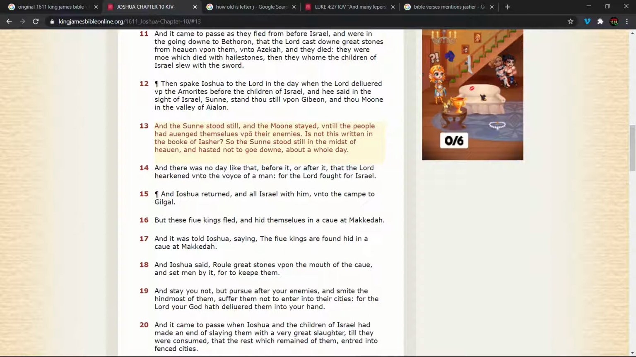And the sun stood still and the moon stayed until the people all avenged themselves upon their enemies. Is it not written in the book of Jasher? So the sun stood still in the midst of heaven, and it hastened not to go down on a whole day. Now think about that. That doesn't seem to line up with the spinning earth. I'm just going to say that.